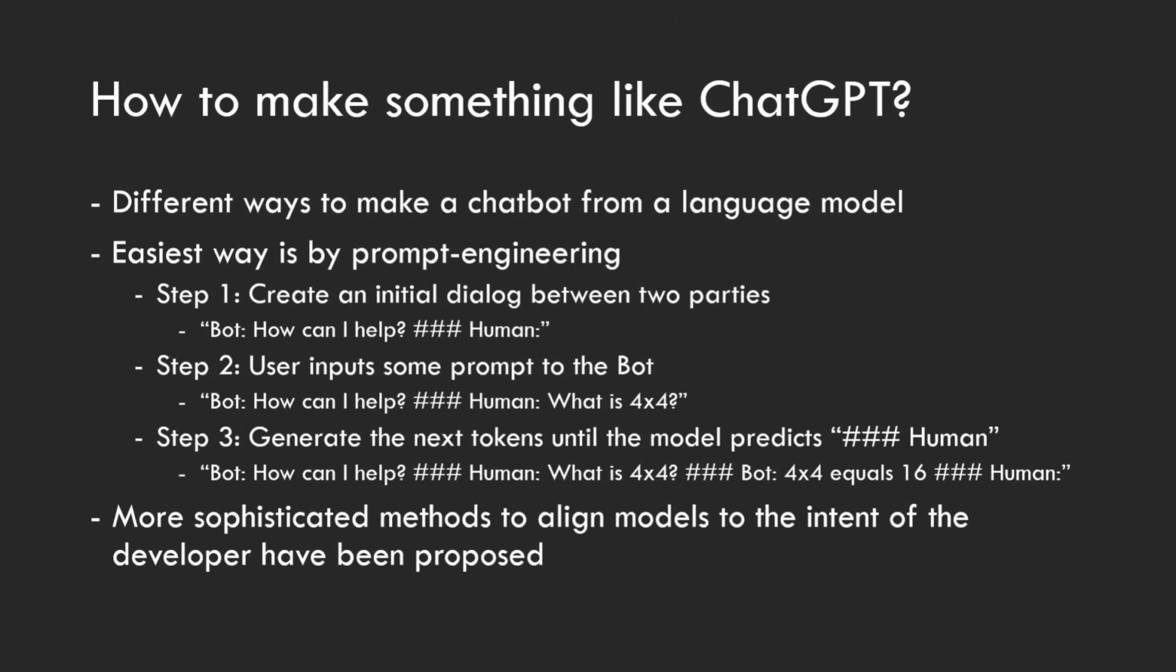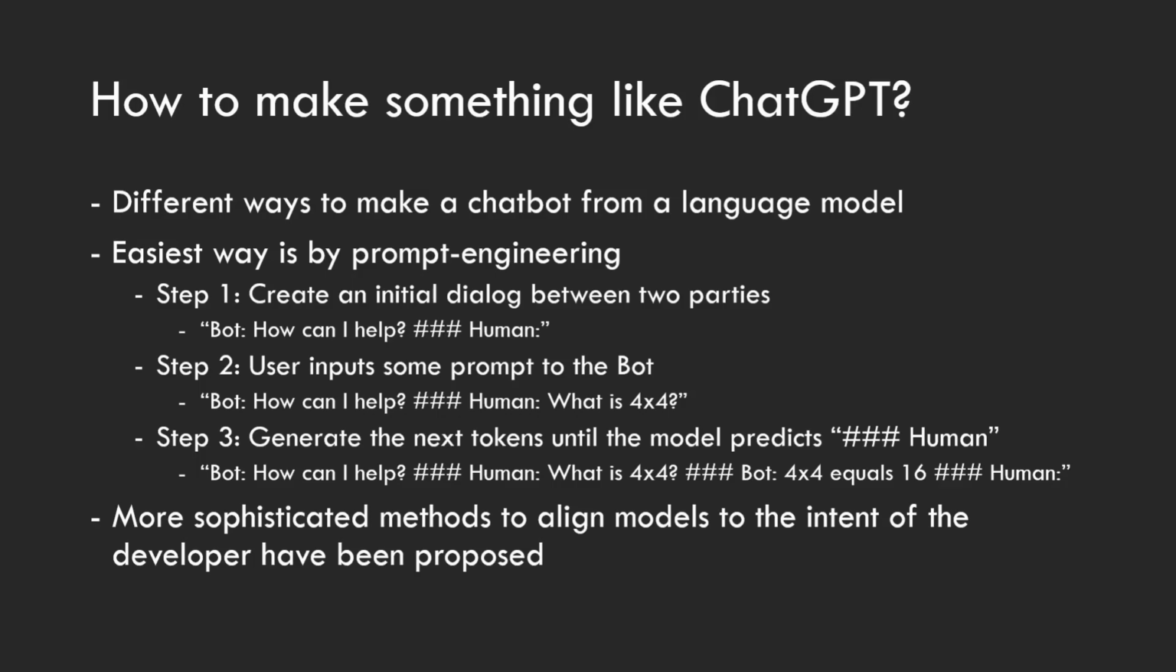ChatGPT, which utilizes a decoder model architecture, has become notably popular as a chatbot with remarkable capabilities. A simple method to transform a decoder model into a chatbot involves prompt engineering. With prompt engineering, the weights of the model are left unchanged. Instead, specific prompts are designed to steer the model's output in a certain direction. In the context of a chatbot, you could construct an initial dialogue between a bot and a human, present this dialogue to the decoder model, and let it generate the next tokens.